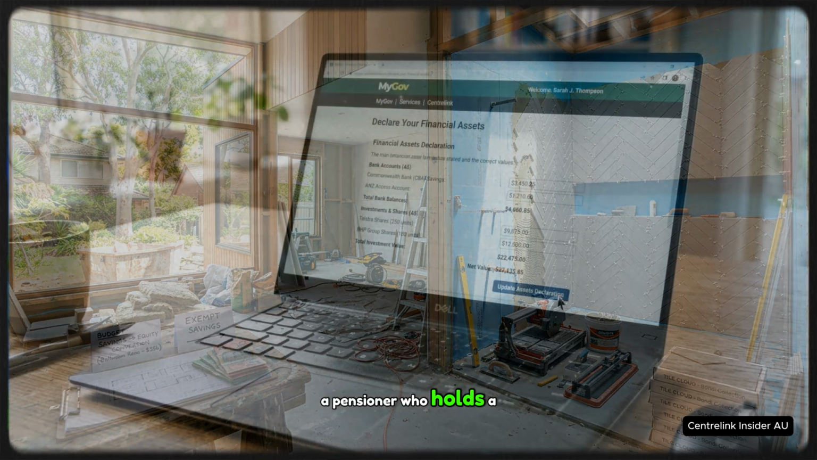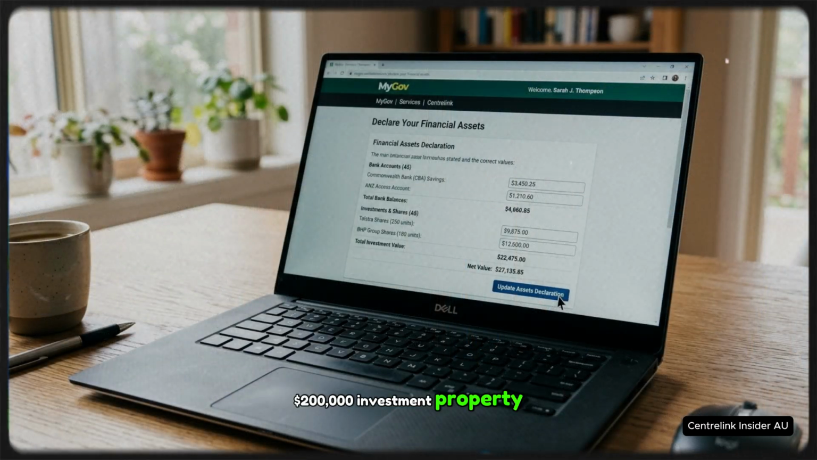A pensioner who holds a $200,000 investment property with a $50,000 investment loan secured against it has an assessable asset value of $150,000 for that property, not $200,000. If your Centrelink declaration shows the gross value without subtracting the debt, your assessable assets are overstated and your pension may be lower than it should be.